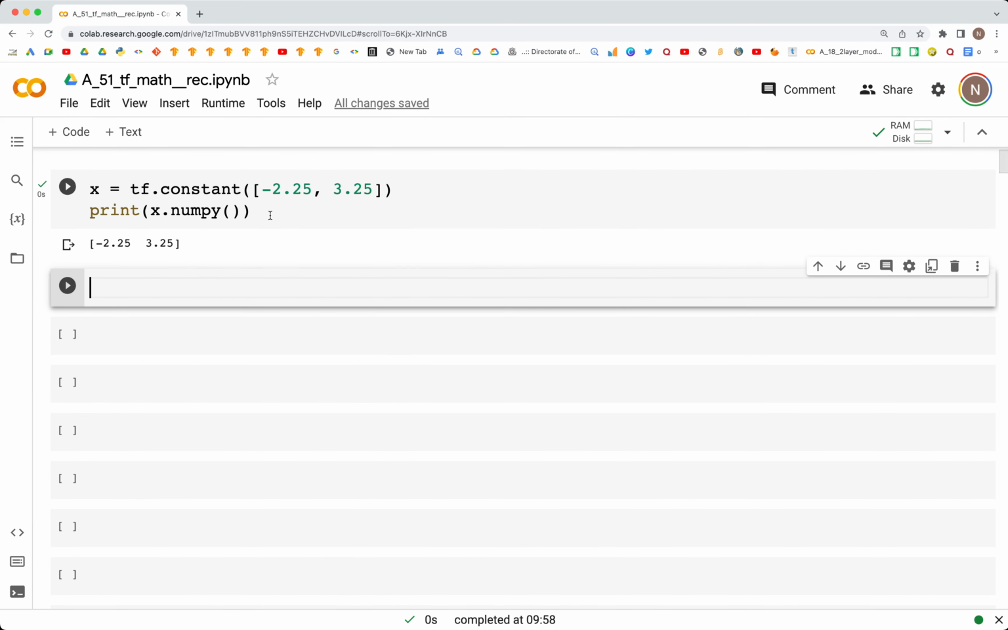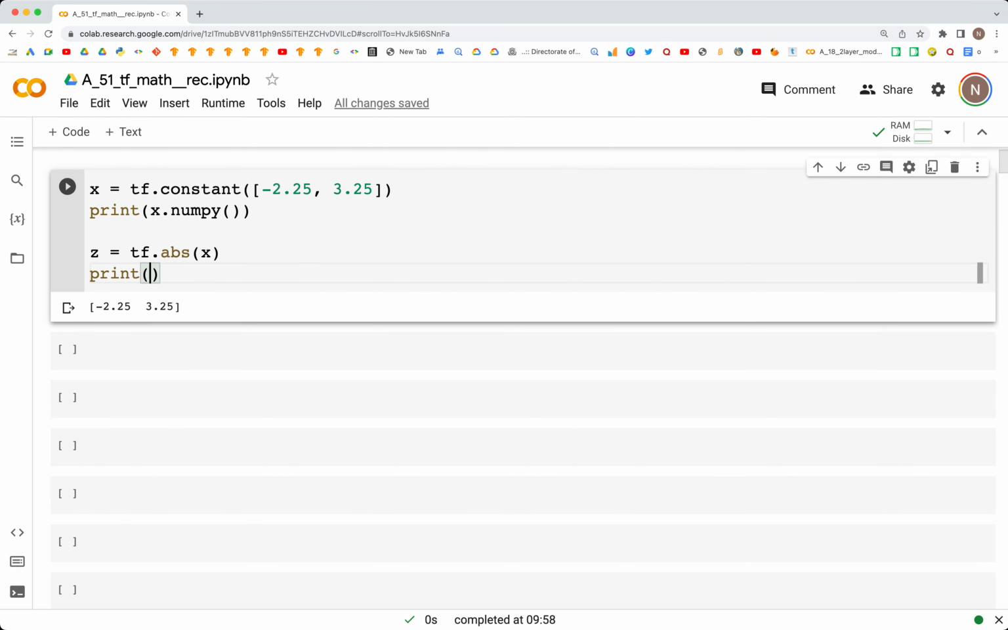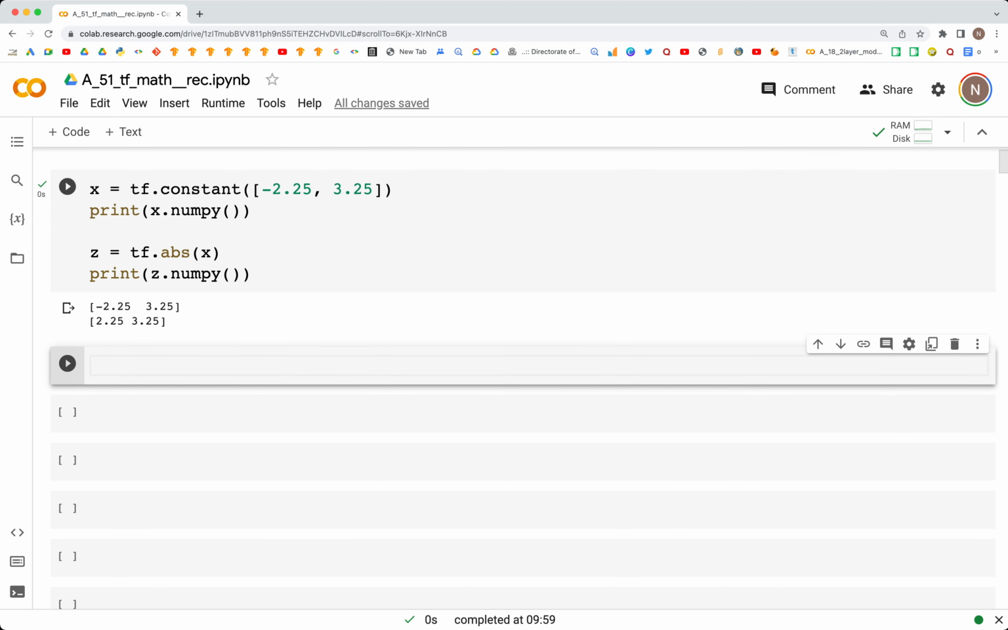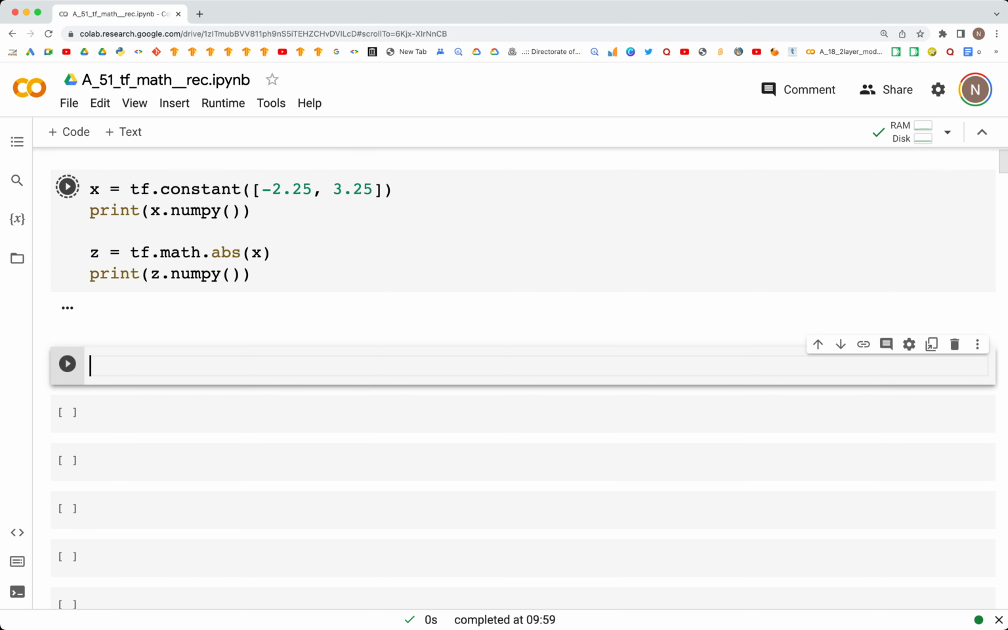Now to get the absolute values, what we can do is use tf.abs. So tf.abs x, and we can print the output. In the output, we should see that the minus sign for the 2.25 is removed, so we get the positive sign. And if you notice, we haven't typed tf.math, so we could do that as well. We could type tf.math.abs, and we should still get the same output.